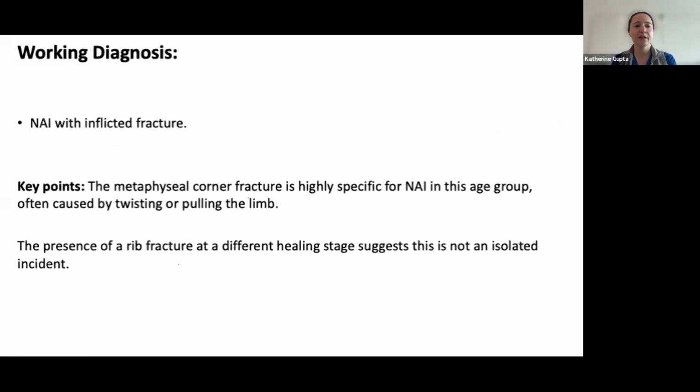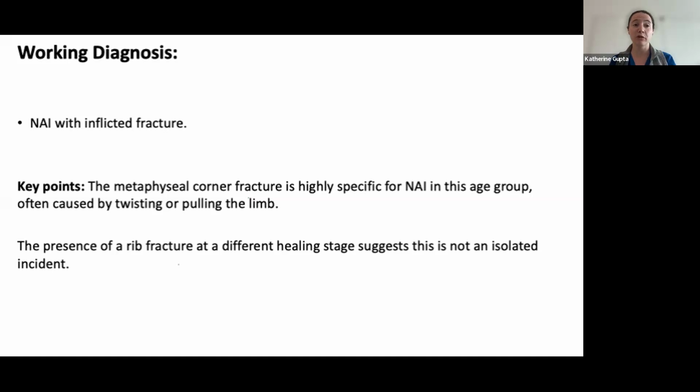So your working diagnosis here is most likely that this is a non-accidental injury and that this has been inflicted. Again, you don't need to be 100% sure. We rarely are in medicine. This is certainly more than enough for you to be concerned about it and start doing all of the things that you would do in that case.